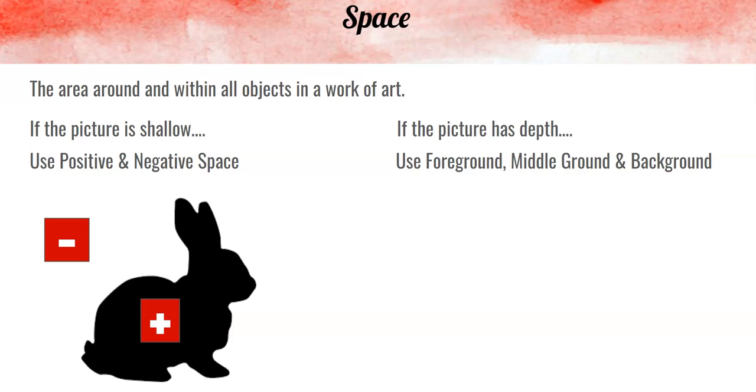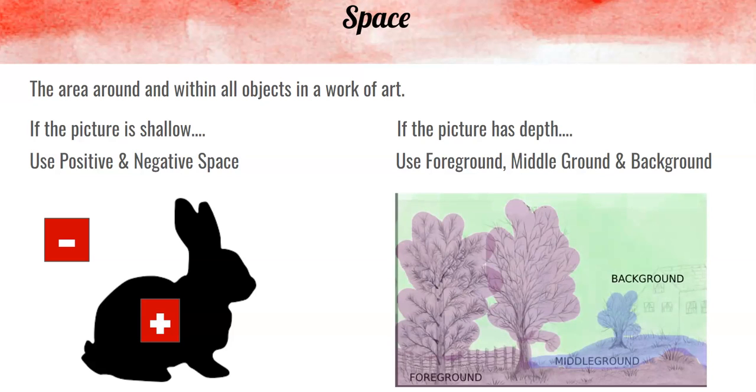So go ahead and glue the plus sign and the negative sign down to your paper so you know where positive and negative are supposed to be. This works really great when you have simple images. It does not work as well when you have a much more complex scene like this one. For that one, we have to use foreground, middle ground, background.